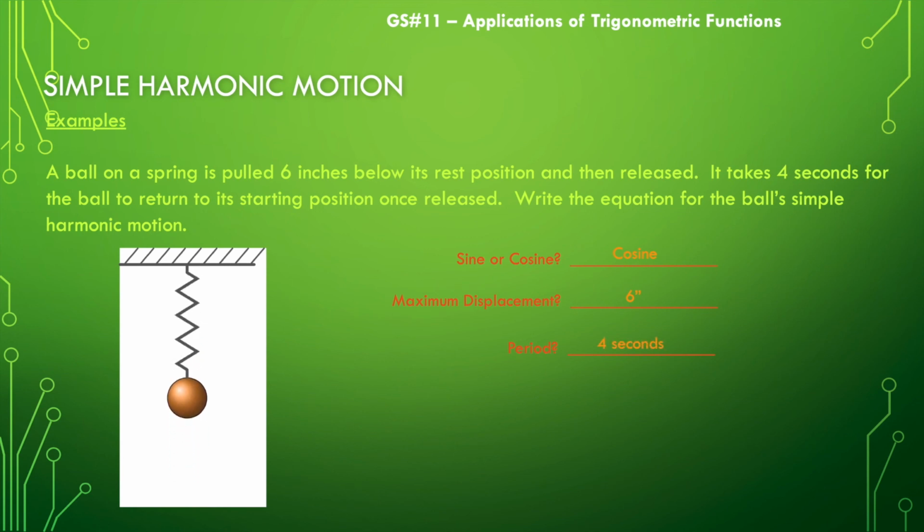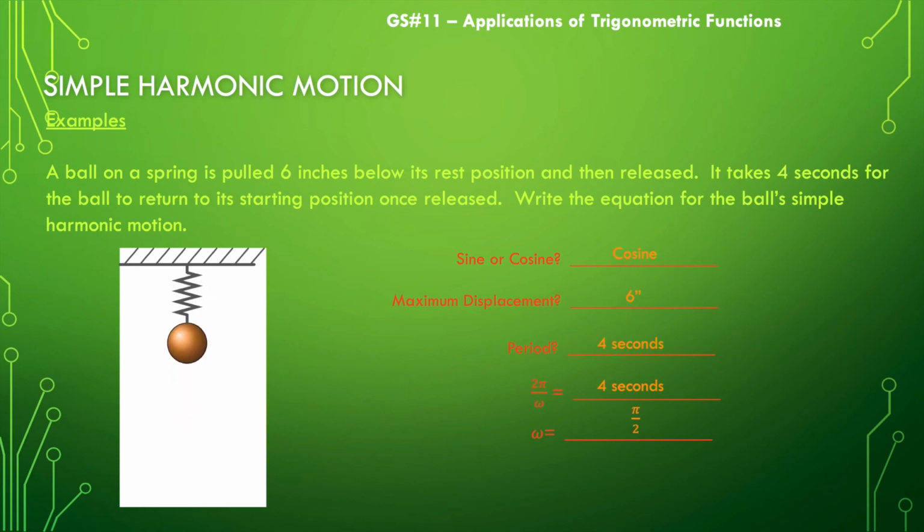And we remember that we defined our period to be 2 pi divided by omega. So we can say 2 pi over omega is 4 seconds, and that will allow us to solve for omega. And omega will end up being pi over 2 here.